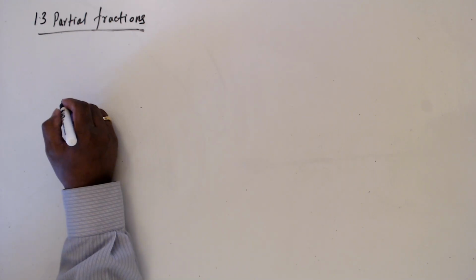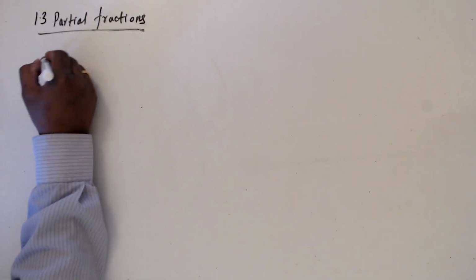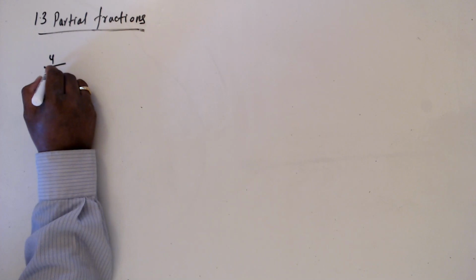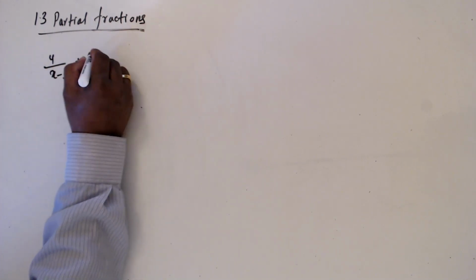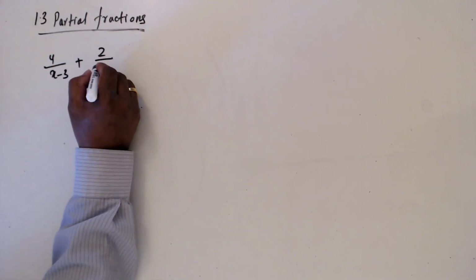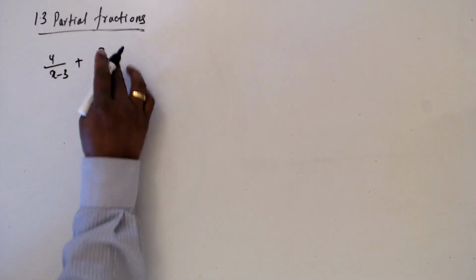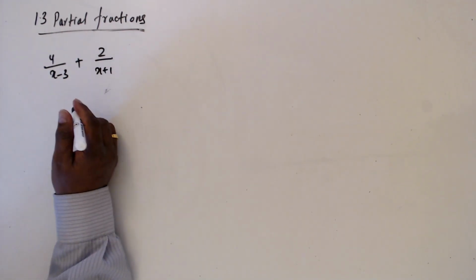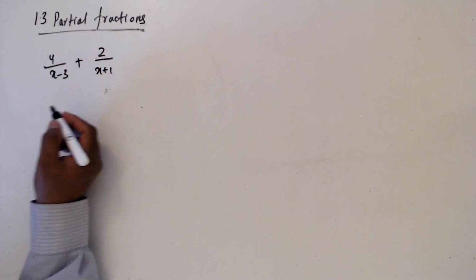1.3 Partial fractions. Let's start with a small example: 4 over x minus 3 and 2 over x plus 1. We will simplify this one first.